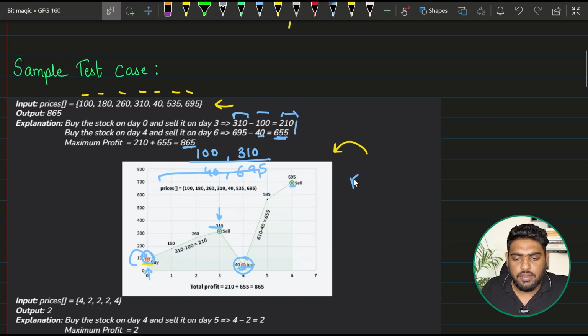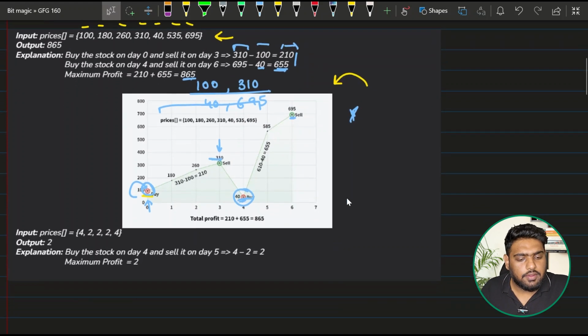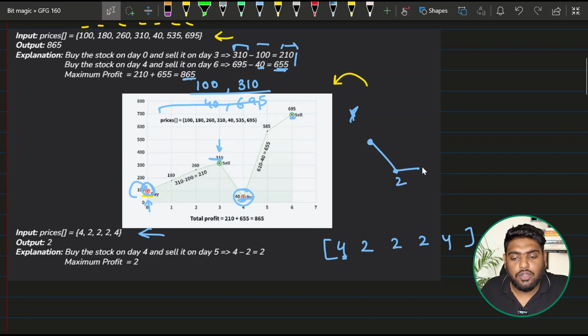Okay, seems simple, and it is. Here we can see one more example. So you can see we have 4, 2, 2, 2, 4. 4 is actually not a dip. After that you have 2. So you cannot buy at 4, but you can buy at a dip. So at 2 it is a dip. It is something like this, right? Where you can buy once you encounter a dip. You encountered a dip here, so you bought your stock here.